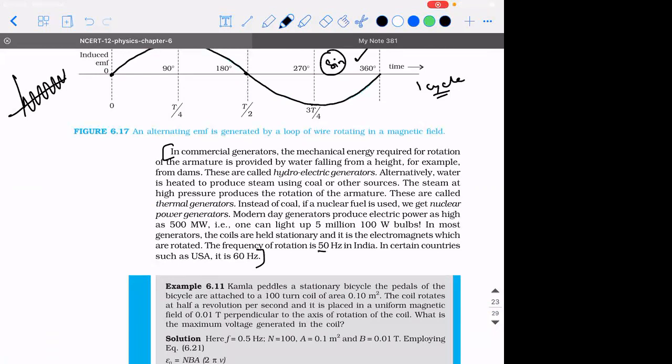Read about it. India uses 50 hertz. In other countries like USA, it is 60 hertz, and they will have only 110 volt. We have 230, no, they will have only 110. Some books give us 240, some give us 220. So 220 to 240 is fine.